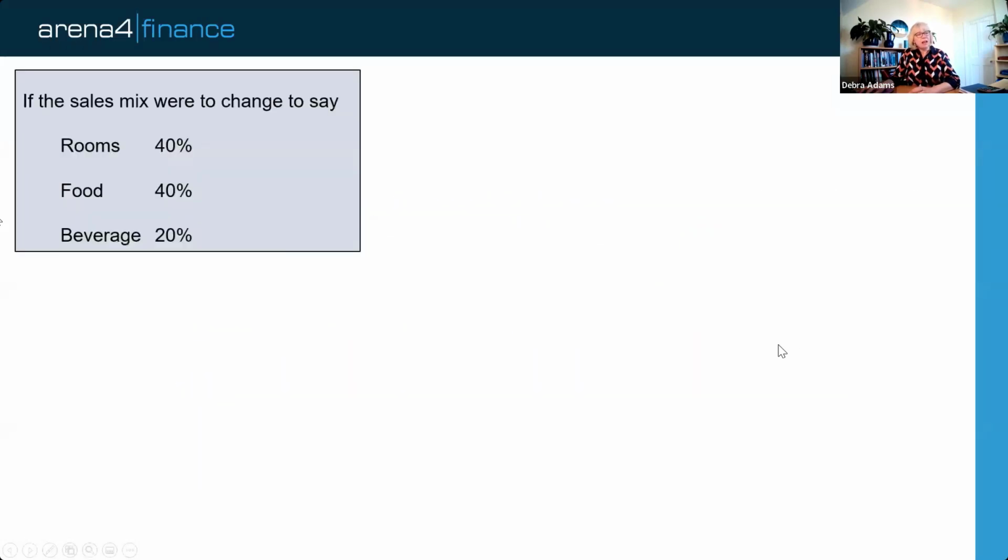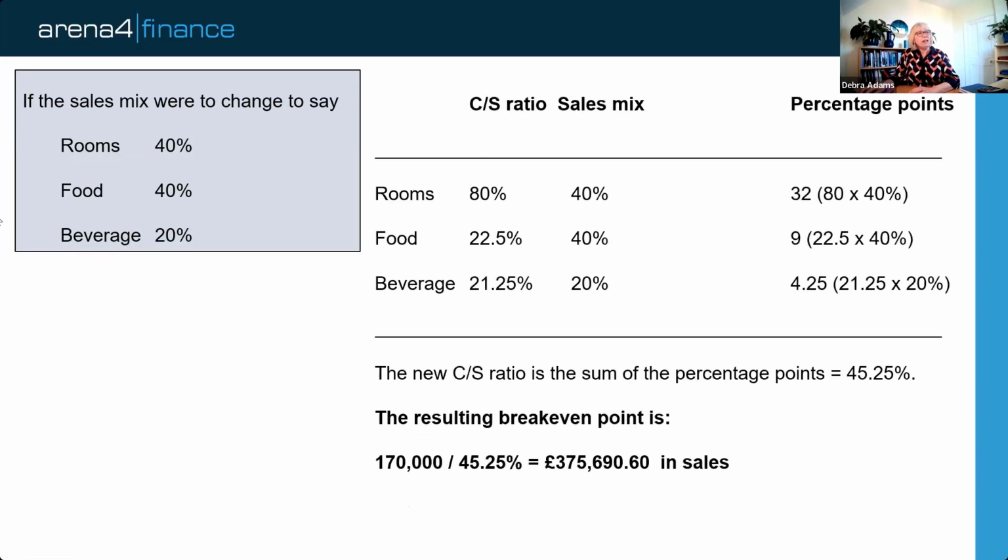So the key is that if the sales mix changes, so here I'm bringing in the sales mix to change to 40-40-20, then we would need to recalculate our CS ratio. So assuming that the actual CS ratios per department or per area of the business stay the same, so assuming that they are constant, then the sales mix will change the resulting CS ratio.